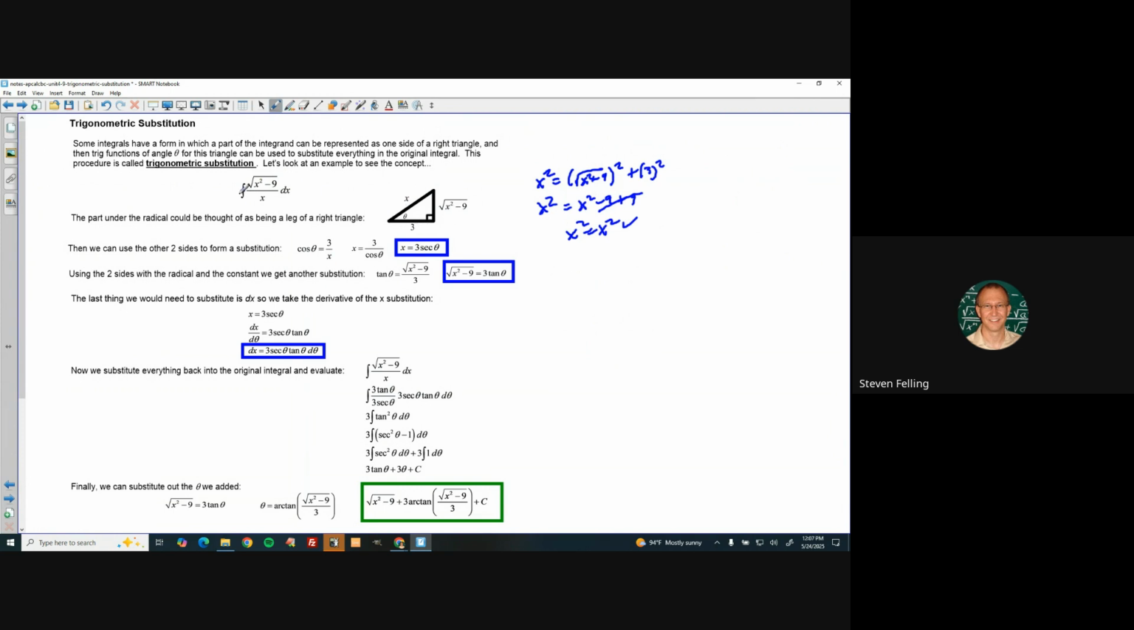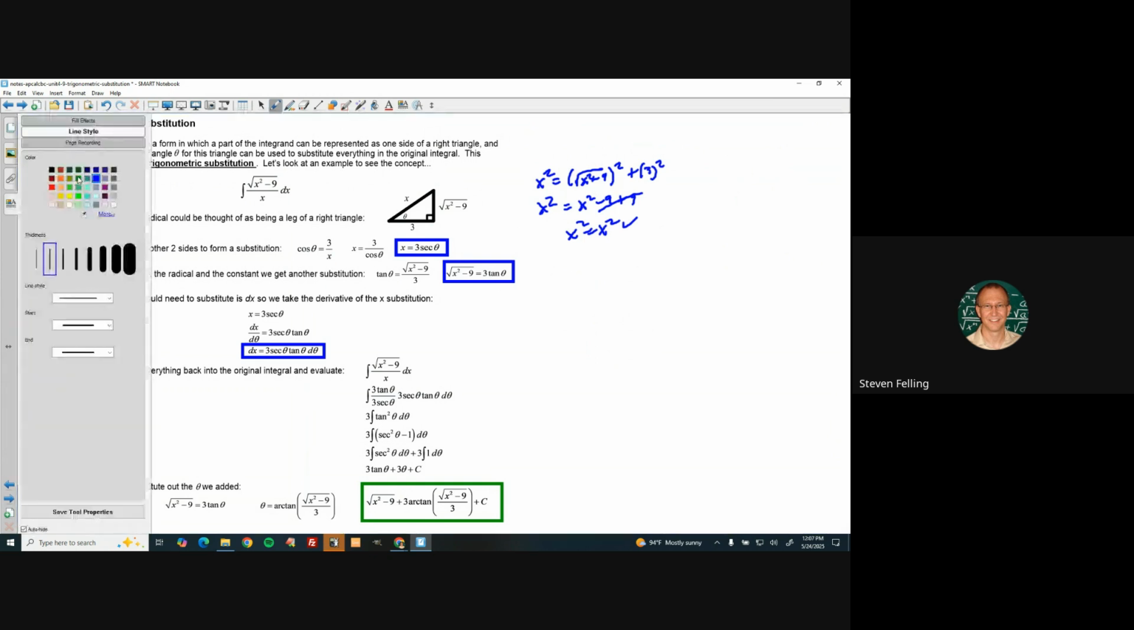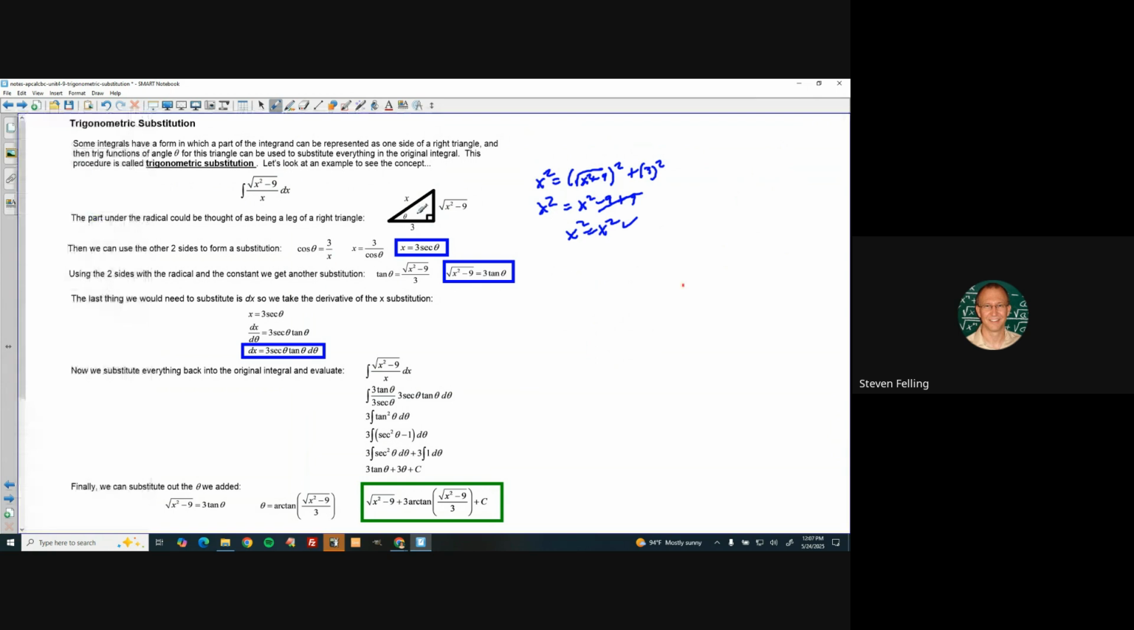Okay, and then what you do is you pair up whichever side is a constant with the other two sides, so 3 with x and 3 with the radical, and you find a trig function to represent that ratio. So 3 with x, we have the adjacent side to this angle and the hypotenuse, and adjacent over hypotenuse is cosine. So the cosine of this angle theta is the adjacent side 3 over the hypotenuse x. And that means that if I multiply both sides by x and divide by cosine, x is 3 over cosine, and therefore x is 3 times secant.